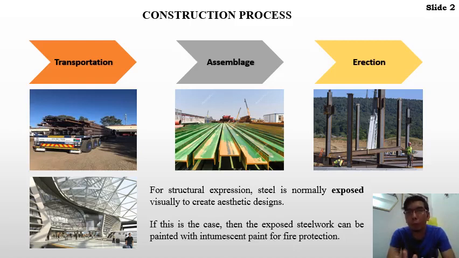So if you expose your steel components in your design, make sure that you paint your exposed steel work with intumescent paint for fire protection. It's not only for corrosion protection, you also need to consider fire protection, because steel, for information, dia punya takat lebur agak rendah. Dia senang lebur bila terbakar. So we need to increase the ability of the steel not only for corrosion protection, but also for fire protection.